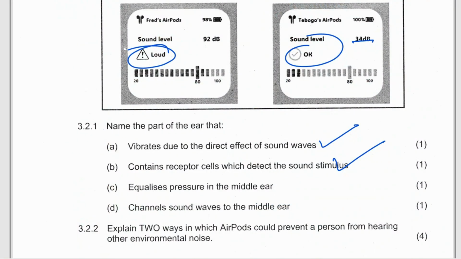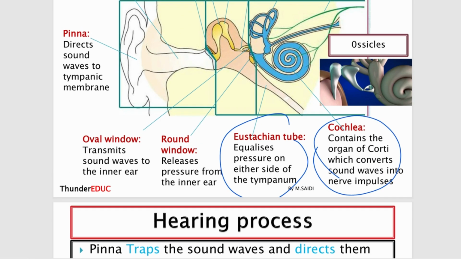They're saying explain, so we are done with that. Channel sound wave to the middle ear. Channel the sound wave into the middle ear. The one which brings sound wave into the middle ear. You see, it is the auditory nerve.